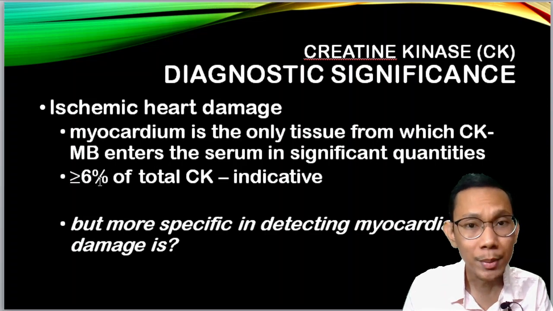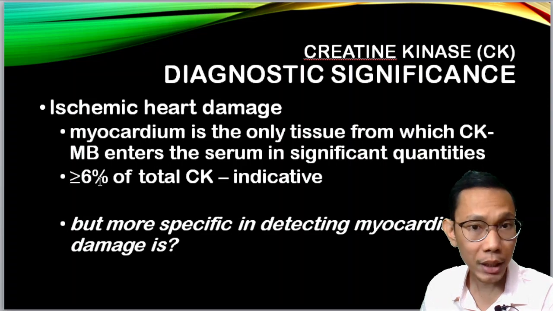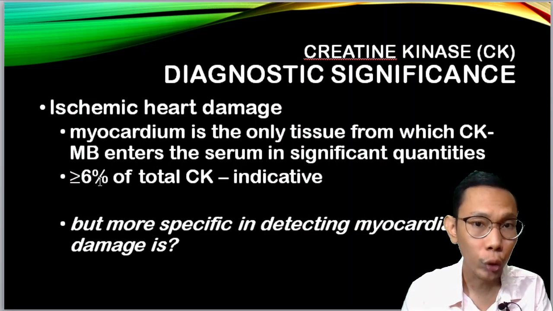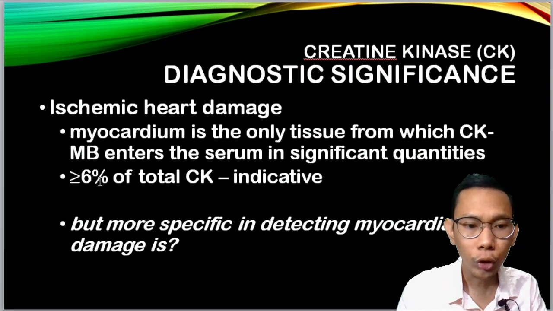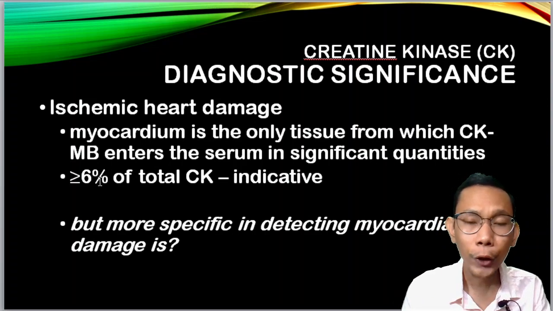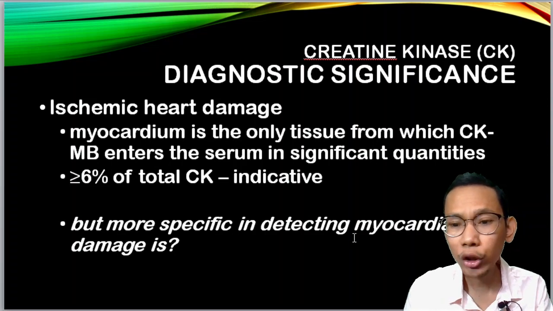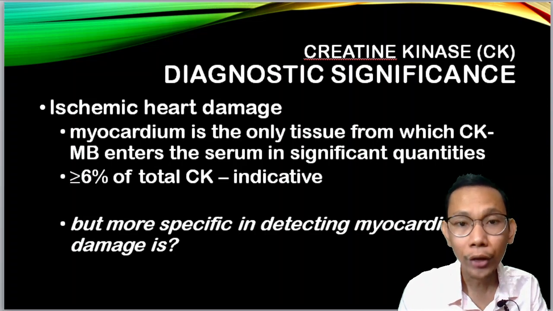But what is more specific when a patient is having myocardial infarction? Is it your CKMB? No, it is your troponin I and your troponin T. Remember your trop I and trop T? They are more specific and more sensitive for myocardial damage. These are proteins that are released in your bloodstream earlier and persist longer than your CK and other isoenzymes of your CKMB.